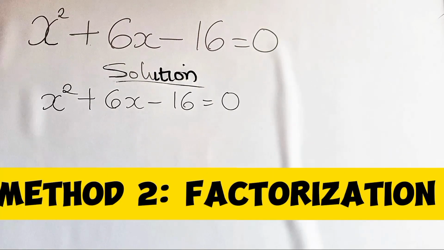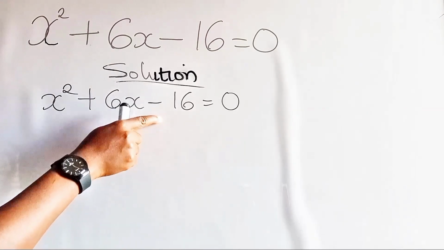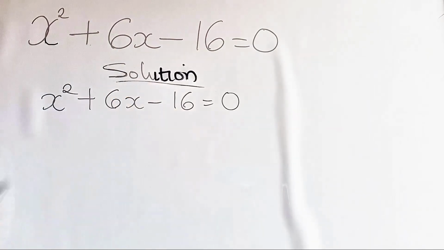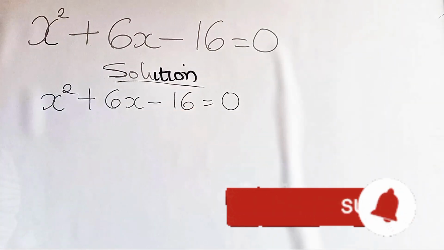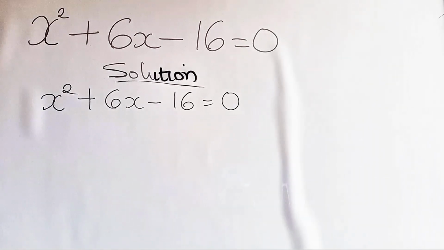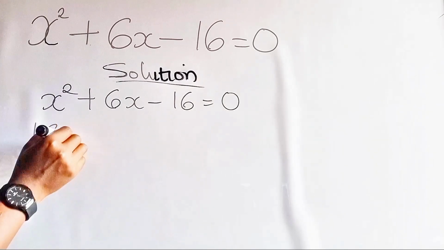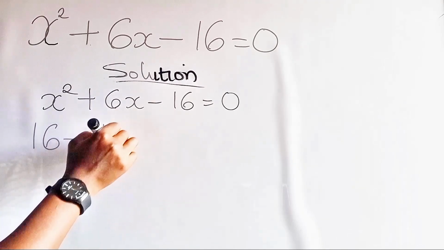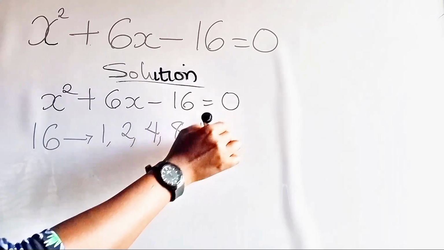For our second method, I'm going to be using the factorization method to solve for x in this equation. So what I'm going to do here now is to find two numbers that are factors of 16. Now when I multiply those two numbers, it will give me minus 16. And when those two numbers are added, it will give me plus 6. Okay, so to do this with ease, I'm going to find the factors of 16. So the factors of 16, we have 1, 2, 4, 8, and 16.